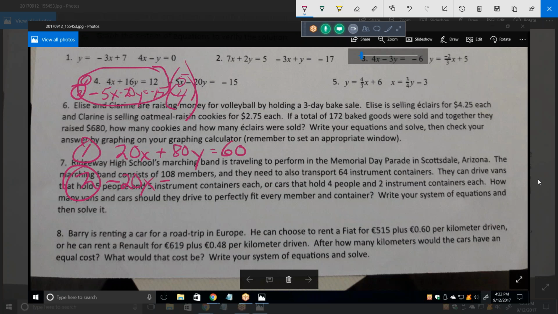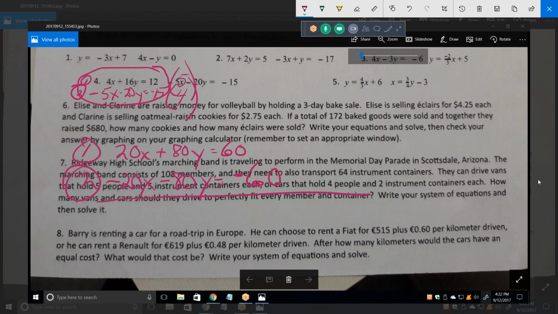Minus 80y equals negative 75. 4 times 15 is negative 60.